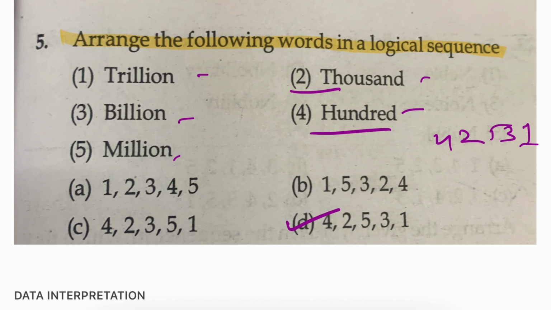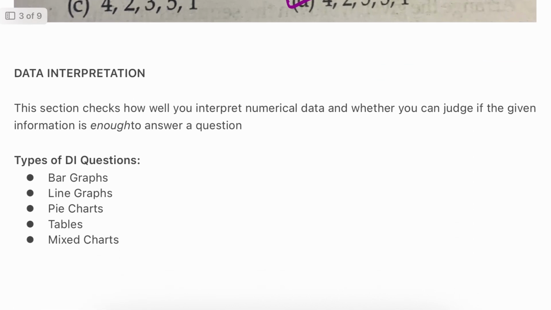This is how you need to find out in the jumbling system. It may be letters, it may be words, it may be a logical sentence. You need to find out in this pattern. Hope you understand this. So we'll go for data interpretation.